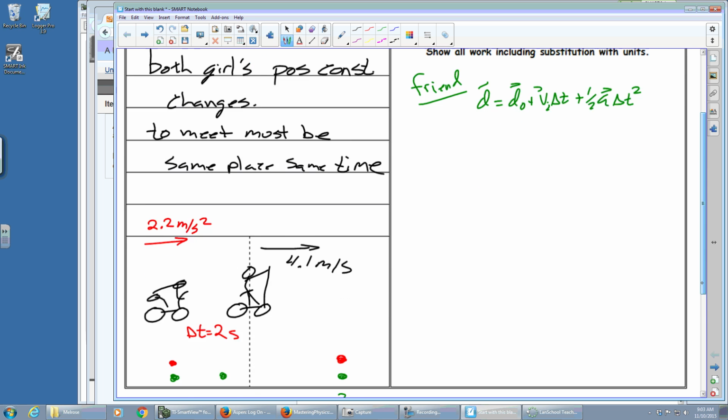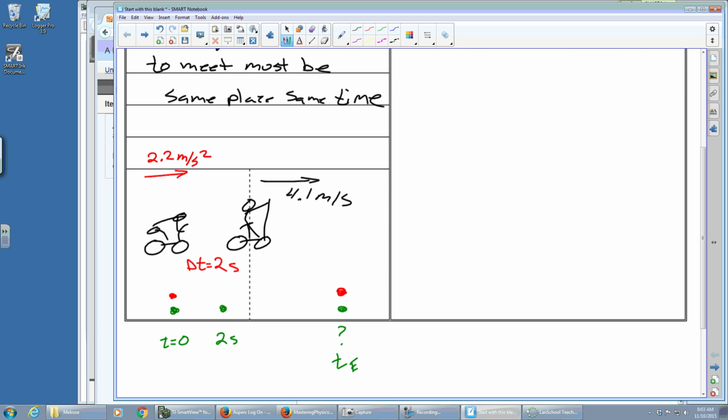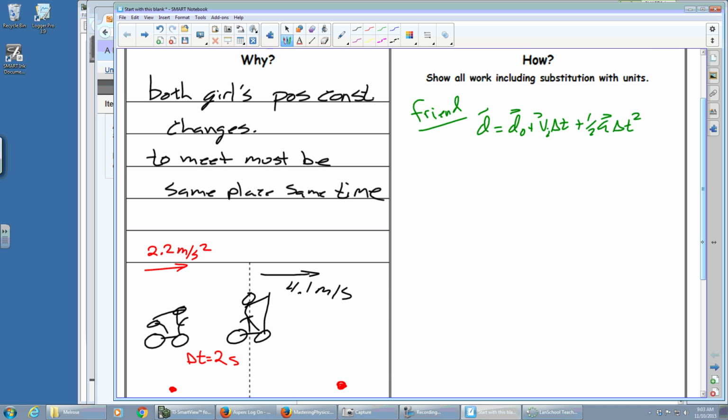Which way do you guys want to call positive? To the right? Okay. And you okay with here at time equals 0, d equals 0 also? Yeah? Okay. For those of you that forgot to do these, great time to be on the computers and working on them. Absolutely fantastic time for that.